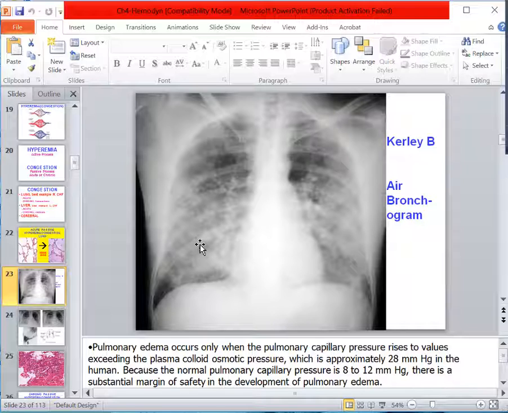Now, infiltrate basically means increased density. Could this be pneumonia? Could this be tumor? Well, it's kind of diffuse, and it's the entire lung. So if this patient was in heart failure, they would probably just call it pulmonary edema without even blinking their eyes. Okay?